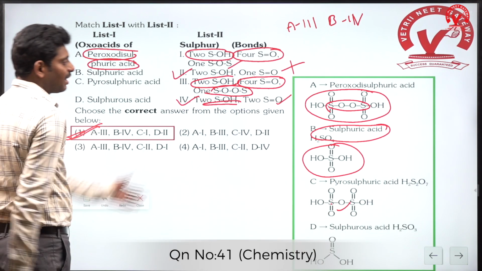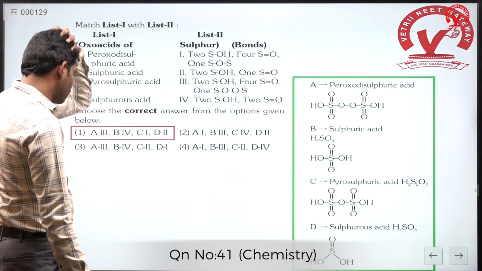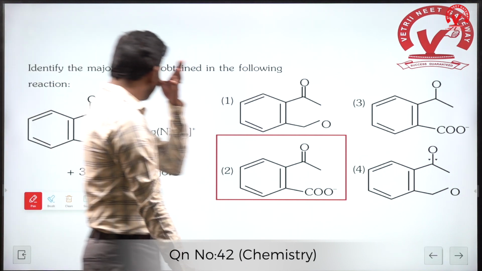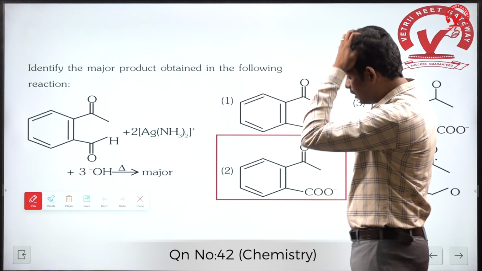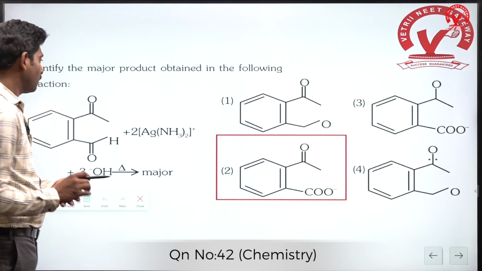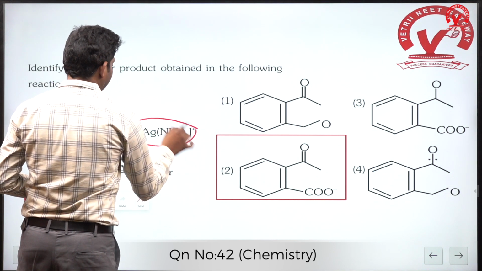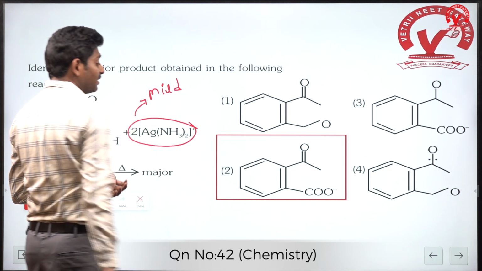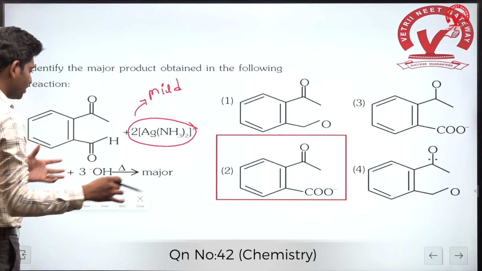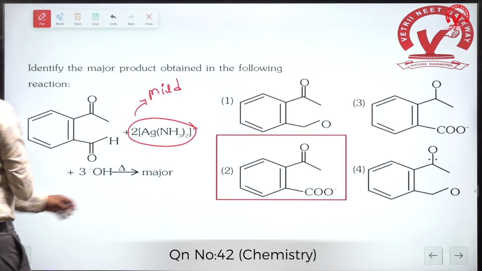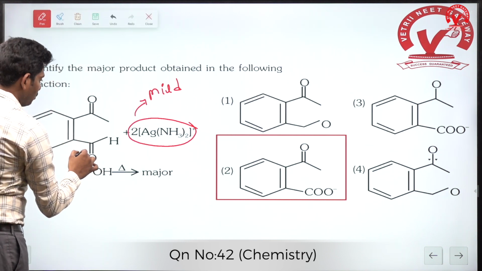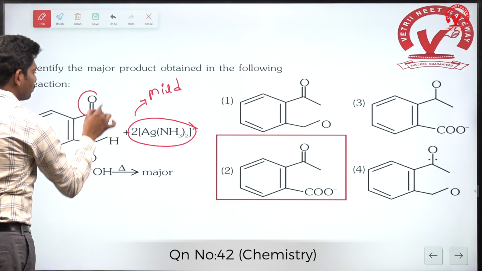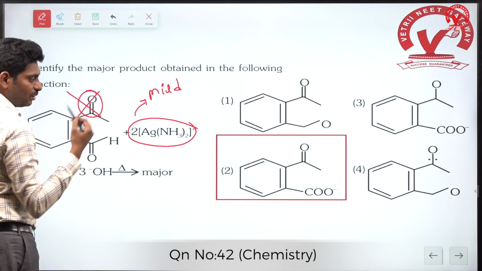So if you know the structures, it is a direct question only. If you know the structures it is very easy. So this question you can see. Identify the major product in the following. So in this water, this is Tollens reagent. It is the mild oxidizing agent. So it reacts only with aldehydes, not ketones. So this group it won't react, so it will be the same only.